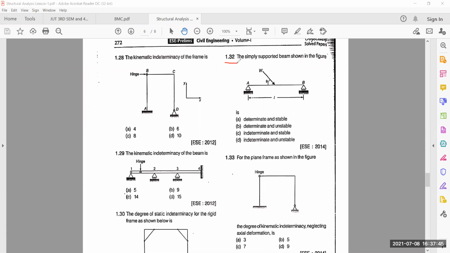This question was asked in Engineering Services 2014. So you all solve this question. It's a very easy question.